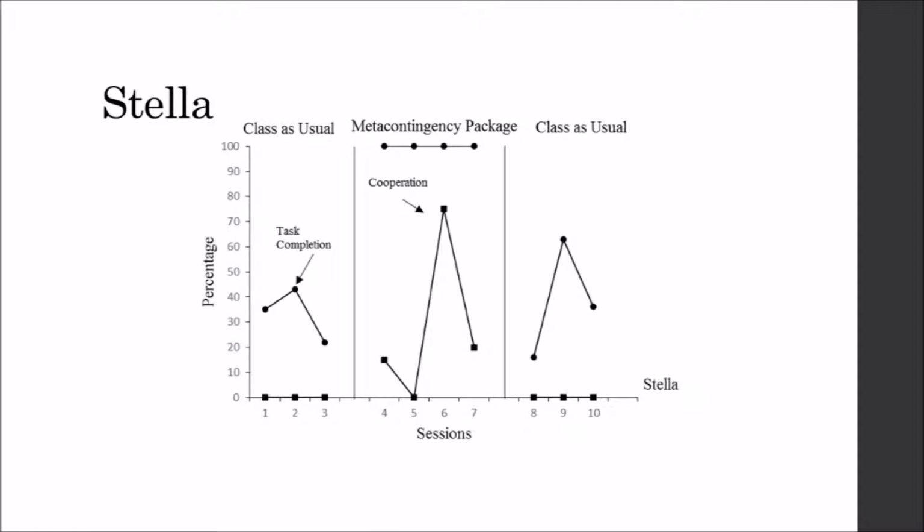Once class as usual was reintroduced, Stella's task completion fluctuated but continued around the same magnitude as was demonstrated during class as usual, and at a much lower magnitude than was demonstrated during the meta-contingency package. Cooperative behaviors once again reduced to 0% during the return to class as usual condition.